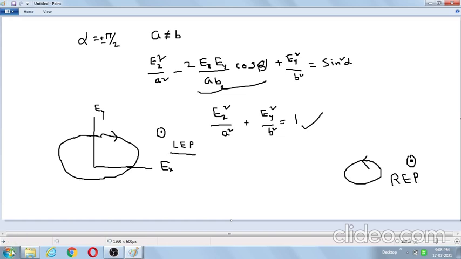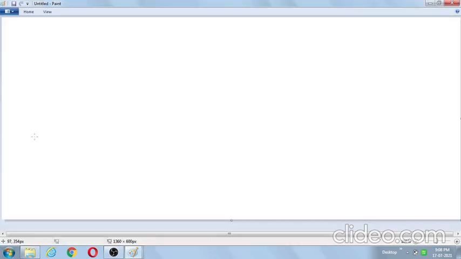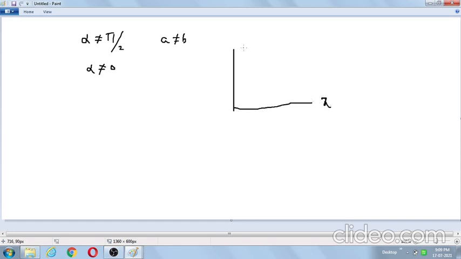Now another case. Suppose alpha, the phase difference between x component and y component, is not equal to pi by 2 and not equal to 0, and a is not equal to b, then this is also called elliptical polarization. Here the ellipse seems to be like that. This is the x-axis, this is the y-axis. The orientation of the ellipse seems to be like that.